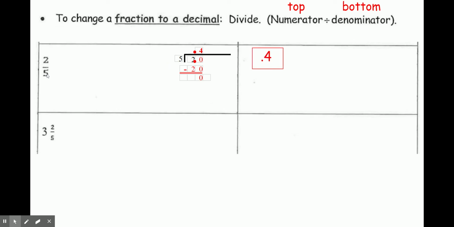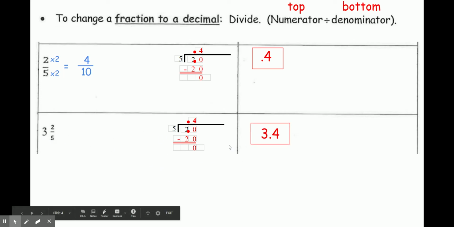Now, some of you have realized, wait a minute, 5 times 2 equals 10. So I could just multiply the top and bottom by 2, and I get 4/10 and turn it into a decimal afterward. Yes, you can do that. Now, the next one is going to be simple because it's a whole number 3, and it's still that 2/5. And we already know what 2/5 is. It's 0.4. We just solved it. So what do we do with a 3? Well, we put it in front of the decimal because it's a whole number. So 3.4 is going to be our answer.